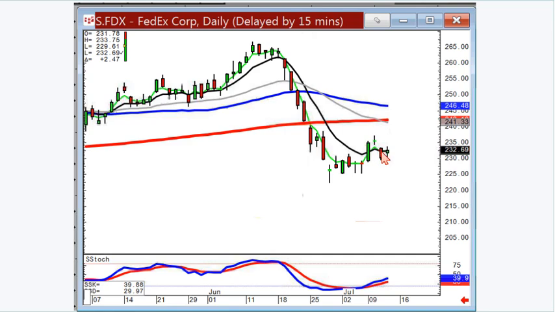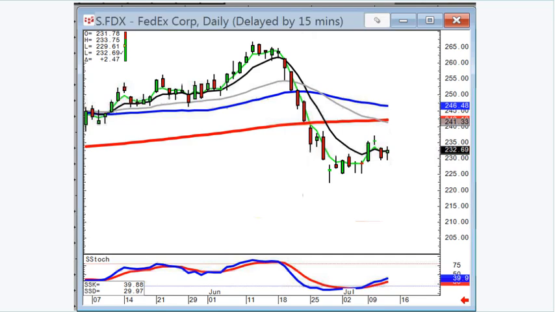The bears are still in control. So we closed out the position. This is the case where the high probabilities or high percentage of trades are going to work. But one of the elements of successful investing is when you see a trade that's not working, you need to close it out and move on to something else.